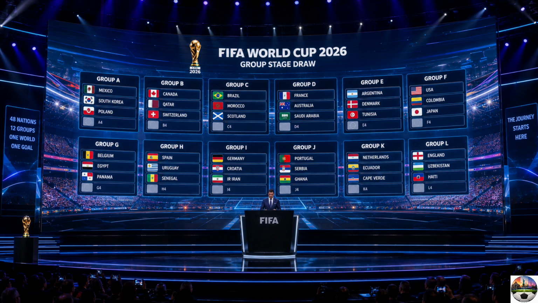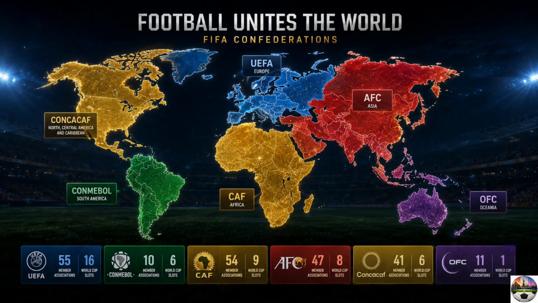Millions of fans watch around the world as the tournament begins to take shape. Sometimes supporters celebrate. Sometimes they panic, because a single ball can completely change a nation's path through the tournament. But the draw is not entirely random. FIFA applies several important geographic rules.